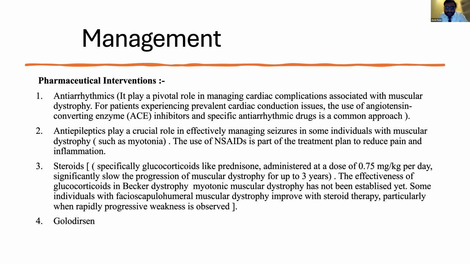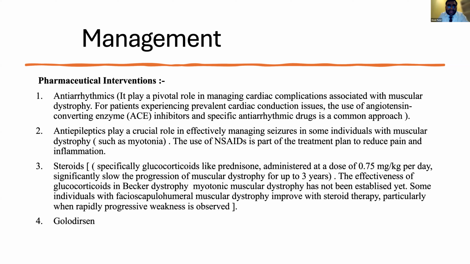So usage of steroids at an administered dose of 0.75 milligram per kg per day can significantly slow the progression of muscular dystrophy for up to 3 years. But this effectiveness is not actually seen in Becker's dystrophy or myotonic muscular dystrophy and is still under research. But some individuals with facioscapulohumeral muscular dystrophy may improve with steroid therapy, particularly when rapidly progressive weakness is observed.